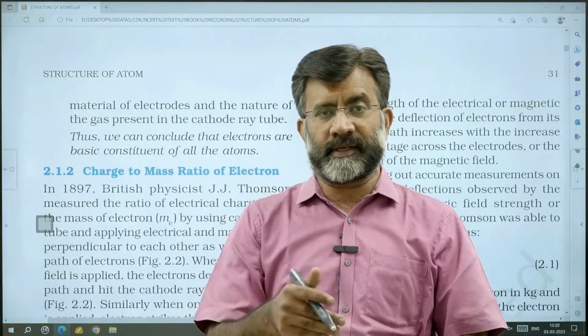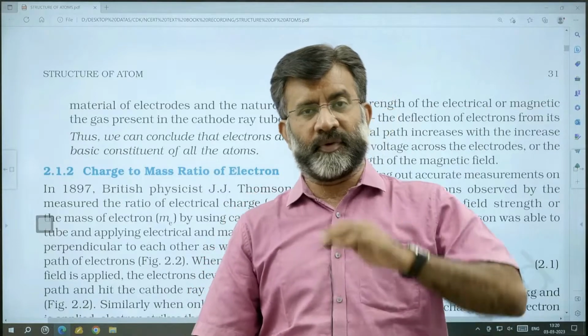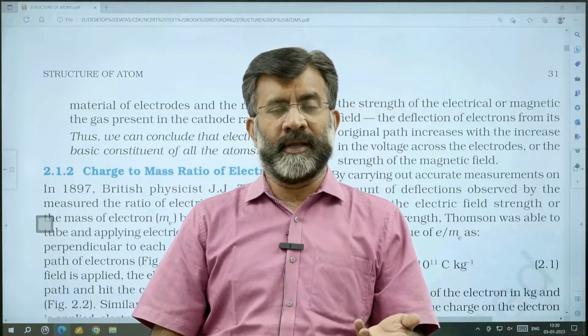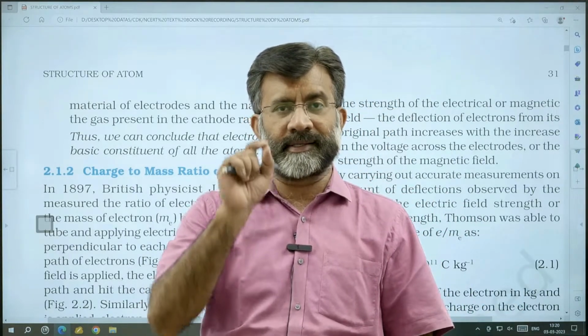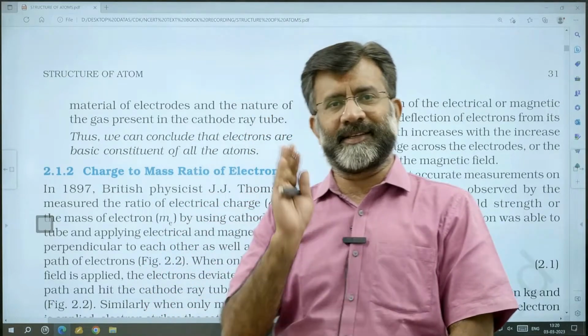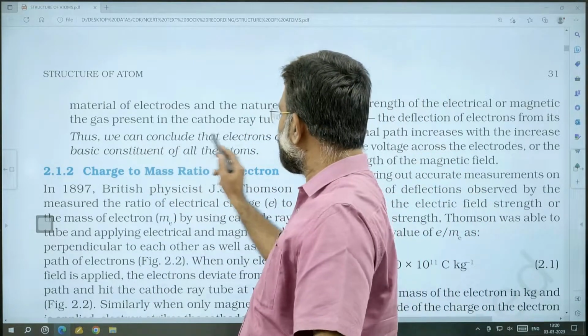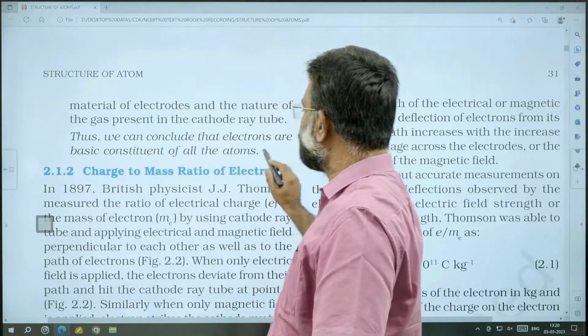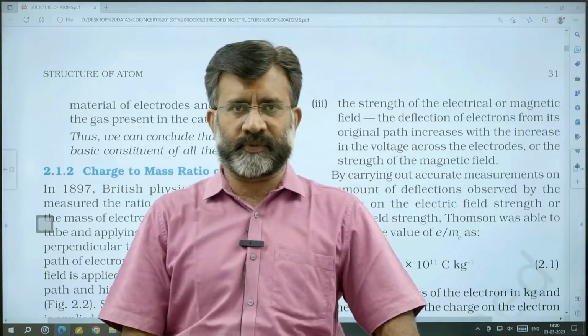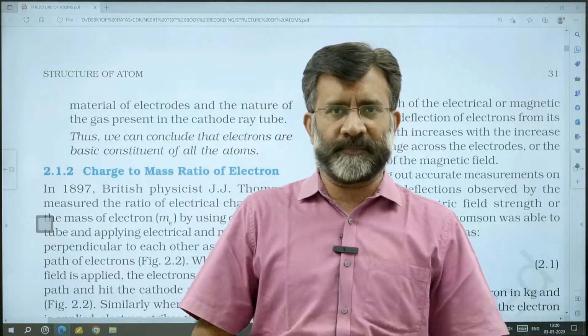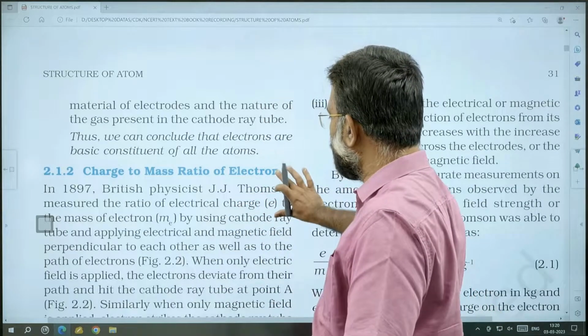That means it is a universal matter content. If you take hydrogen gas, if you take helium gas, if you take any type of metal electrode, the cathode ray characteristics remain the same. That means it is a universal matter content. We can conclude that electrons are a basic constituent of all atoms and it is universally the same. Right? That is about cathode rays.